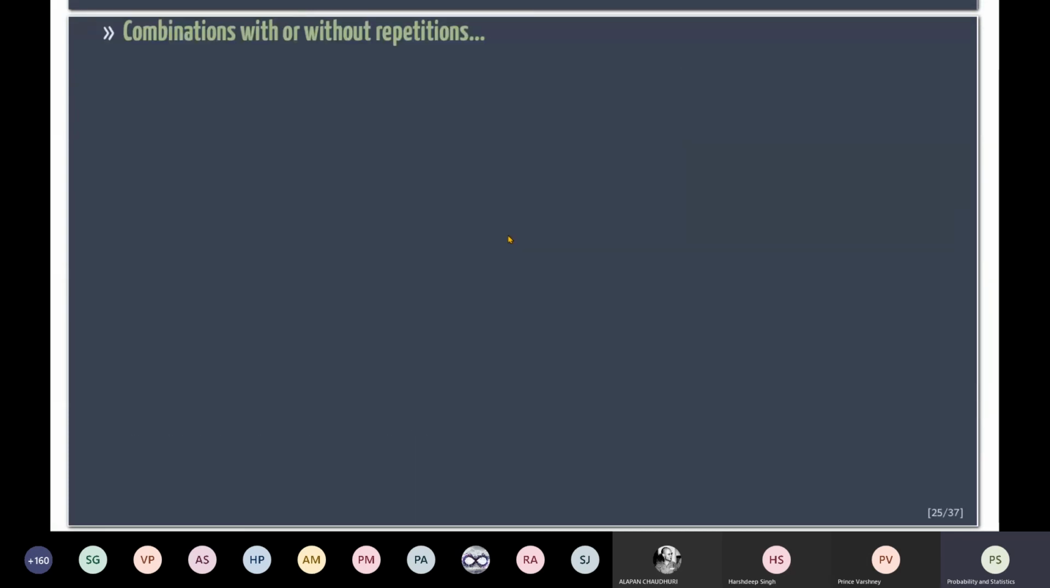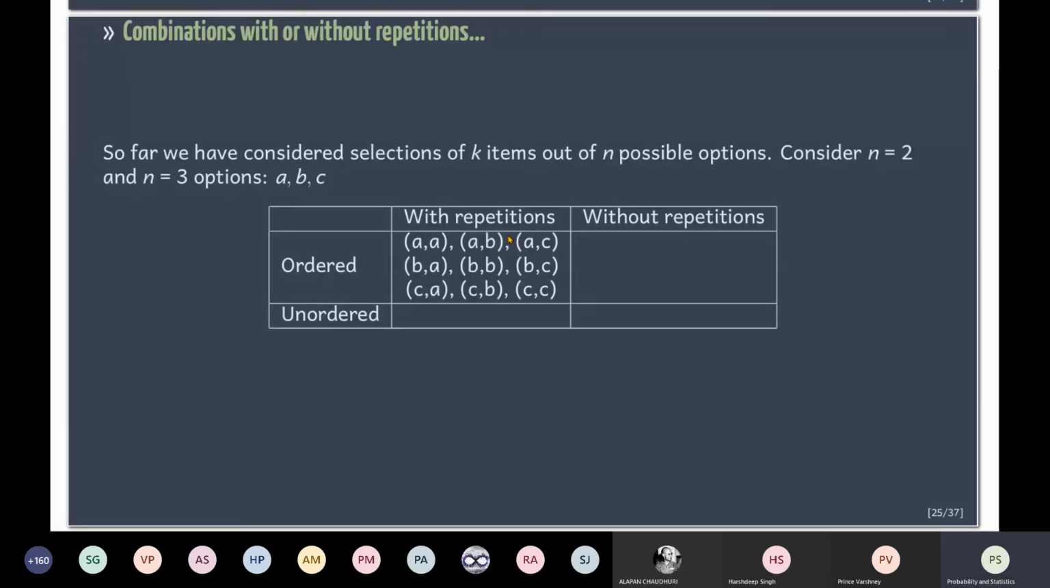Okay. So what we know so far, this is the summary part of the combinations and permutations, right? So let us see this table and recall this. Let us say k is 2 and n is 3. Okay, I think there is a typo here. So k is 2 and n is 3. What are the number of possibilities when ordering is considered and repetition is allowed?